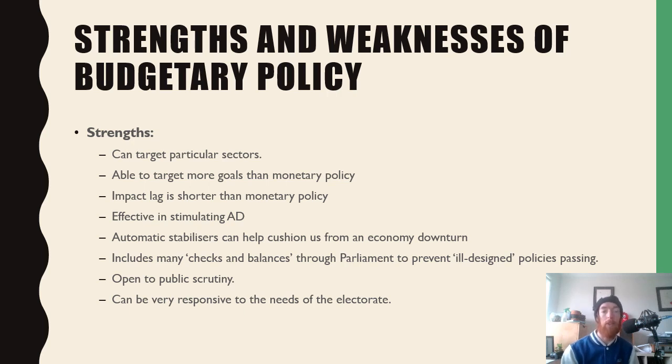Automatic stabilizers help cushion us in an economic downturn. So when we start going into a contraction down towards a trough, it automatically starts paying more welfare and taking less tax from people to try and soften that blow of a downturn.